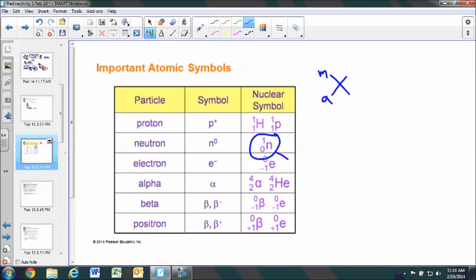The electron in this case here has a negative charge of 1 and hardly any mass, so you would say zero mass, right? The alpha particle that we mentioned before is very similar to the helium nucleus because it has 2 protons and 2 neutrons, so the mass of 4. So the helium symbol is often used for the alpha particle.